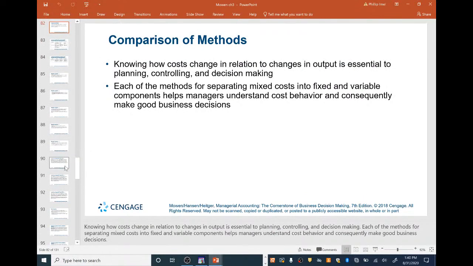So let's talk a little bit about the comparisons of the different methods that we just went over. Knowing how costs change in relation to changes in output is obviously going to be essential to planning, controlling, and decision making. Each of the methods for separating mixed costs into fixed and variable cost components will help managers understand cost behavior and consequently make good business decisions. So it's really important to know the change in relationship between the output and how these costs move.